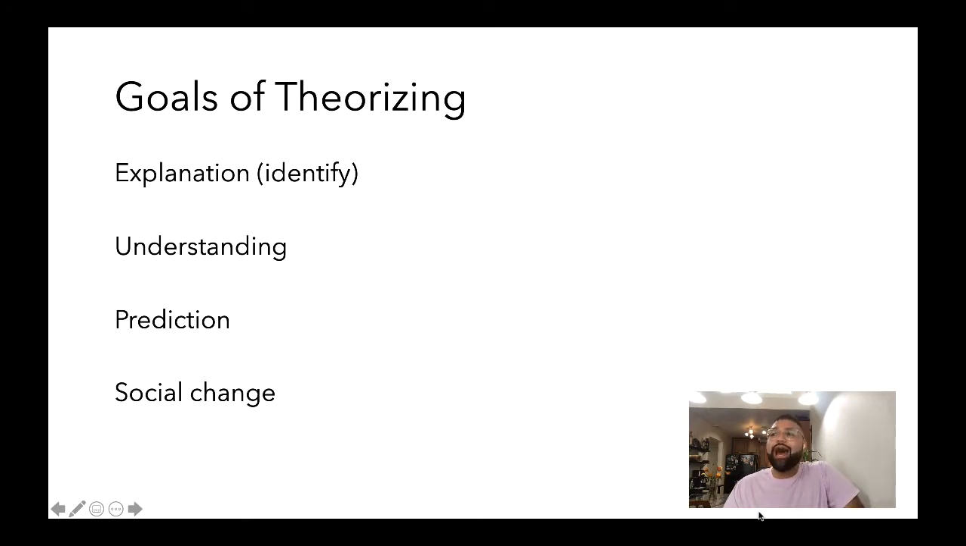What we're trying to do here in the game is understand social life, understand why people do the things they do, and ultimately, if your ethics are in line, create change for the good, right?